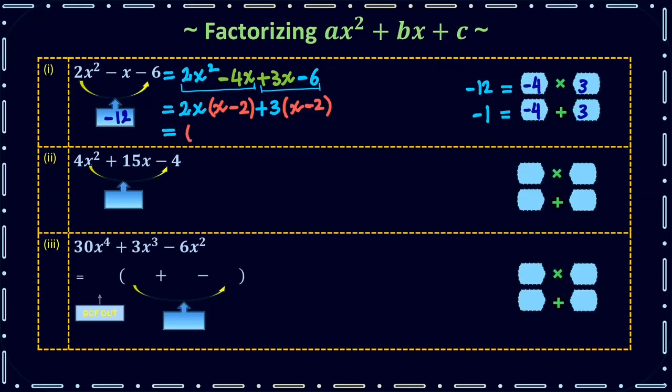Write out x minus 2, open a parenthesis to see what goes inside the parenthesis. You're going to cover x minus 2. That leaves you with 2x. And for the second group, when you cover x minus 2, you're left with positive 3.